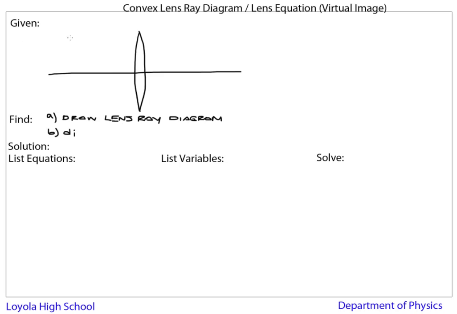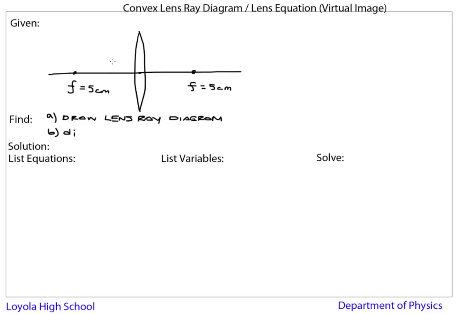In this video, I'm going to talk about convex lens ray diagrams and the lens equation. So here's a convex lens, and I'm going to put a focal point right here at 5 centimeters for this lens. And approximately over here on the other side, another focal point, same thing, 5 centimeters. And recall that these distances are measured with respect to the center of the lens, so right there.